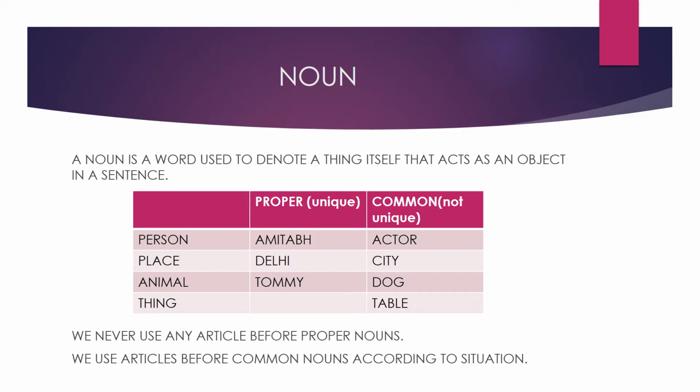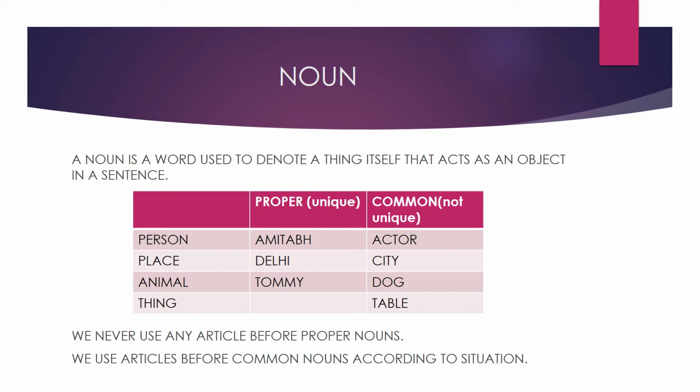And next, thing. When an object is a thing, it does not have a proper noun. It does not have a unique name. It is a common thing like table, and there can be as many tables as possible. So all these words, Amitabh, Delhi, Tommy, actor, city, dog, table, are all nouns.